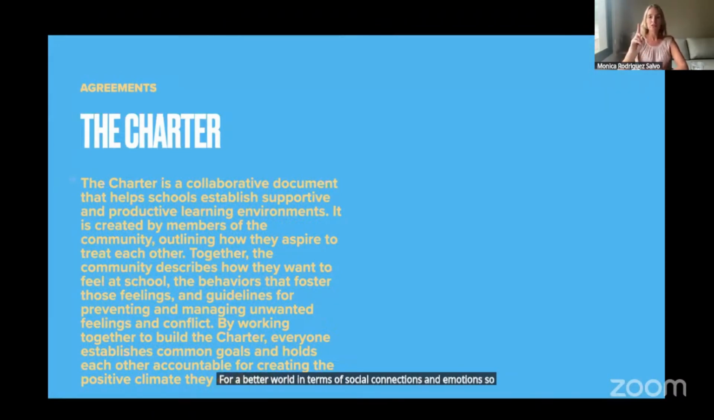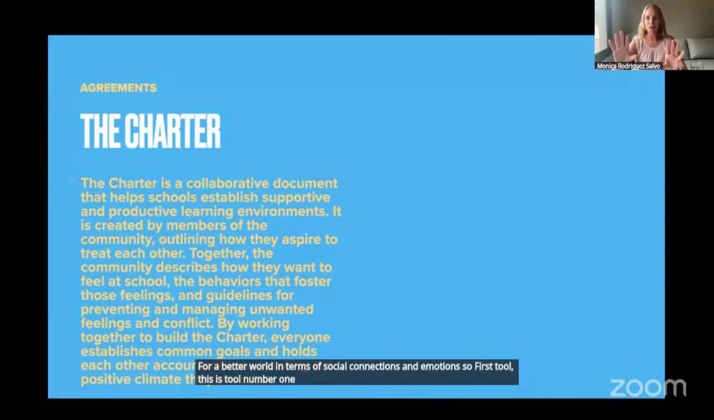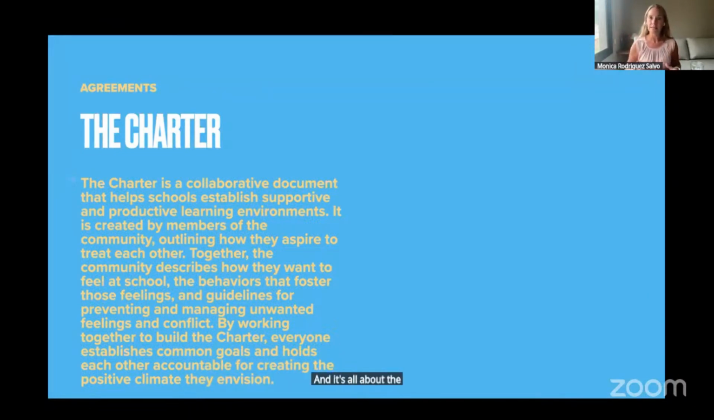First tool, this is tool number one. My dear teachers, this is the time for you to take down notes and to consider using this tool with your students as soon as you go back to classes. This is the charter. And it's all about the importance of agreements.